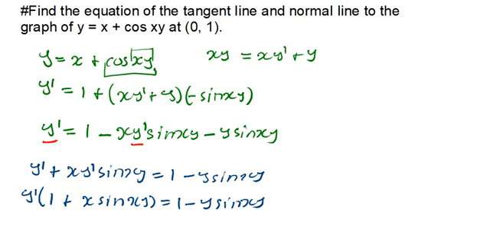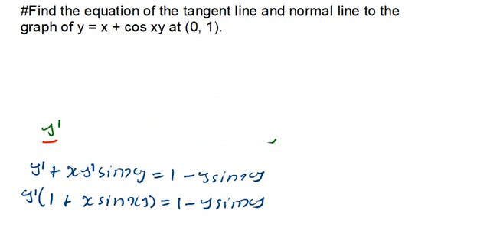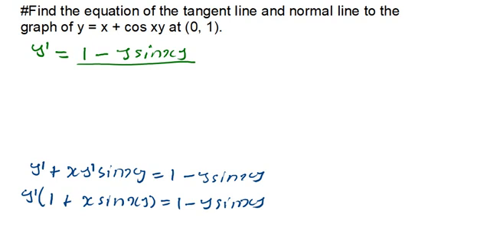Making y prime the subject of the formula, what you are going to arrive at is y prime equals 1 minus y sine xy divided by 1 plus x sine xy. So that's the first derivative, or that's the gradient function.